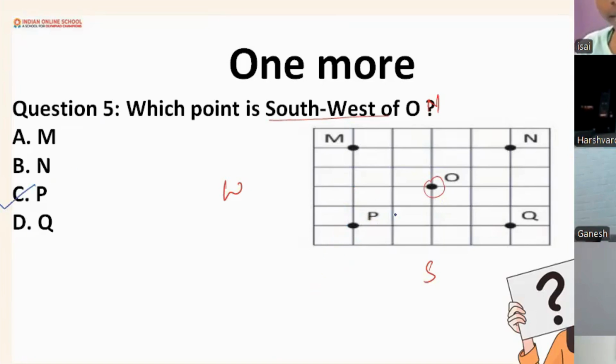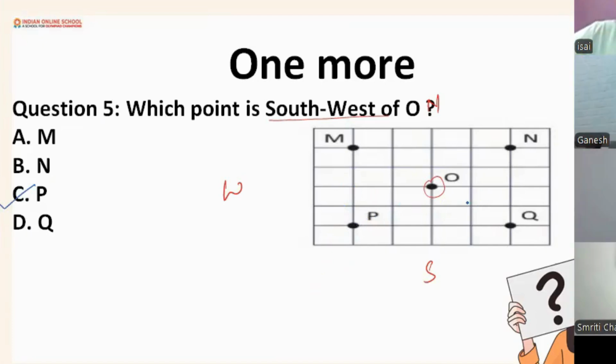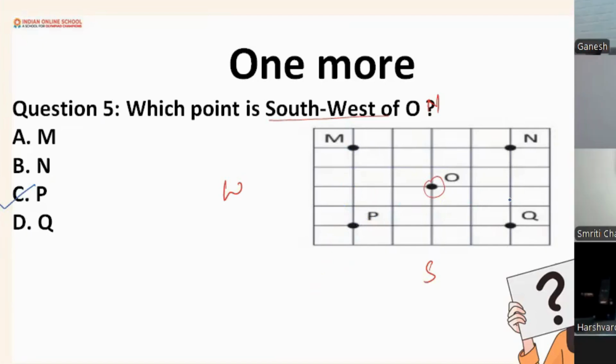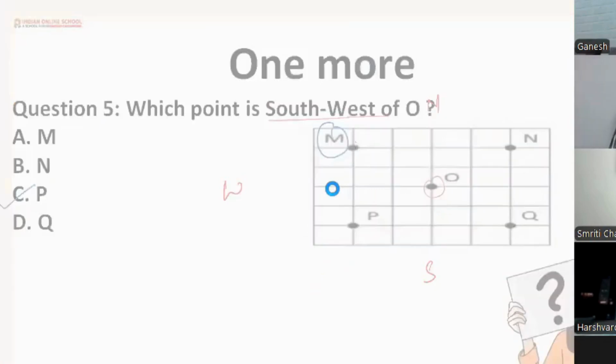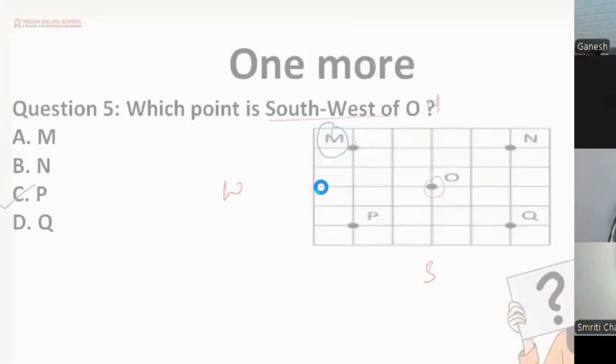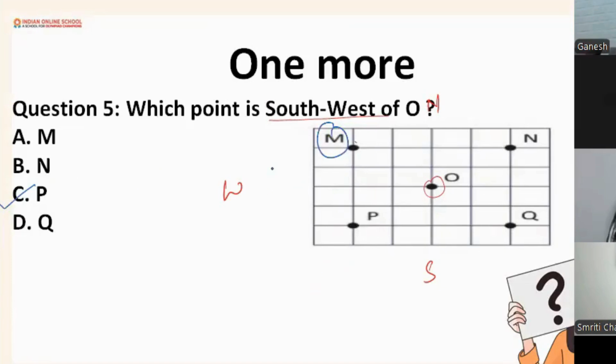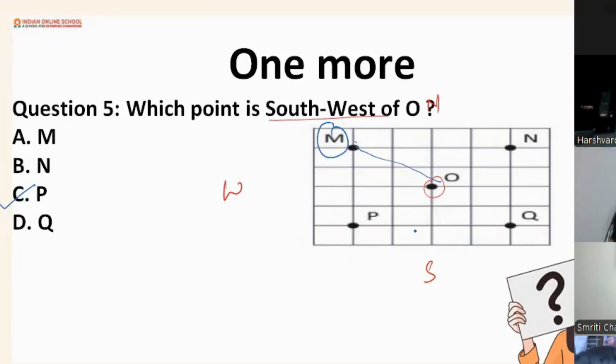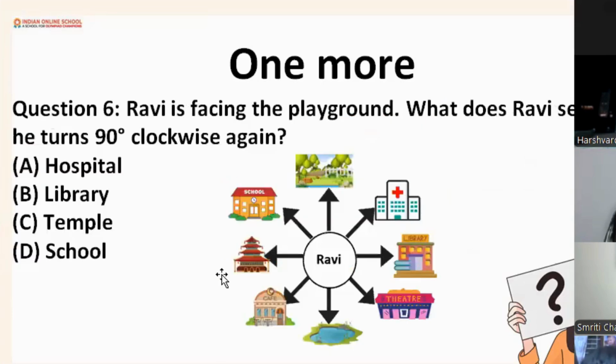P is a correct answer. And if I'm asking, M is in which direction of O? M is in which direction of O? Yes, tell me, Ganesh. M is in which direction of O? Yes, Harshvardhan. Northwest. Very nice. Very good. Okay, so let's have our next question.